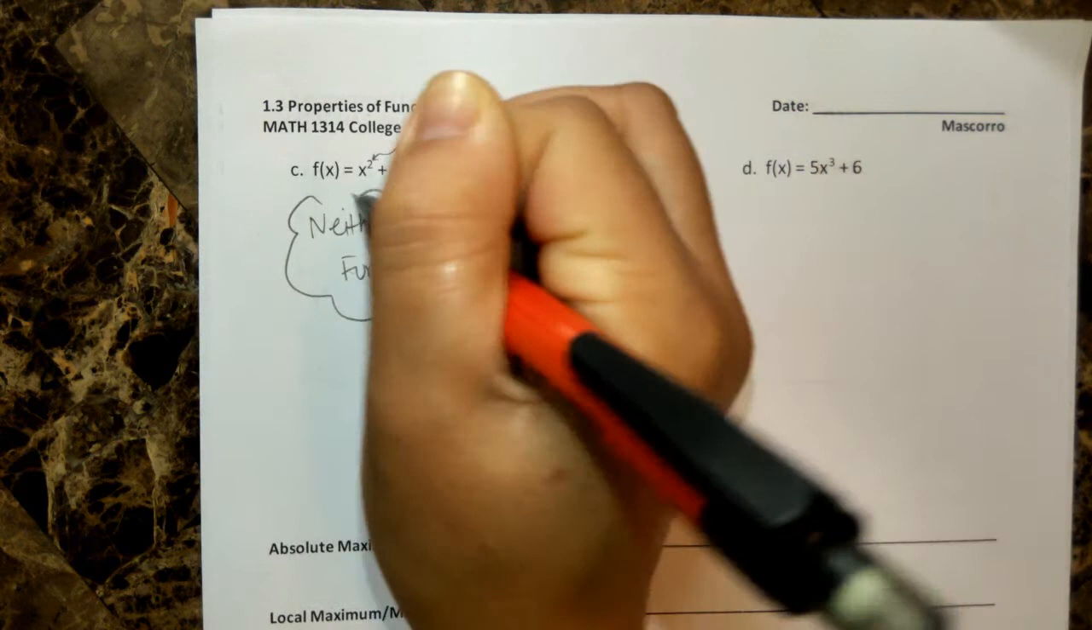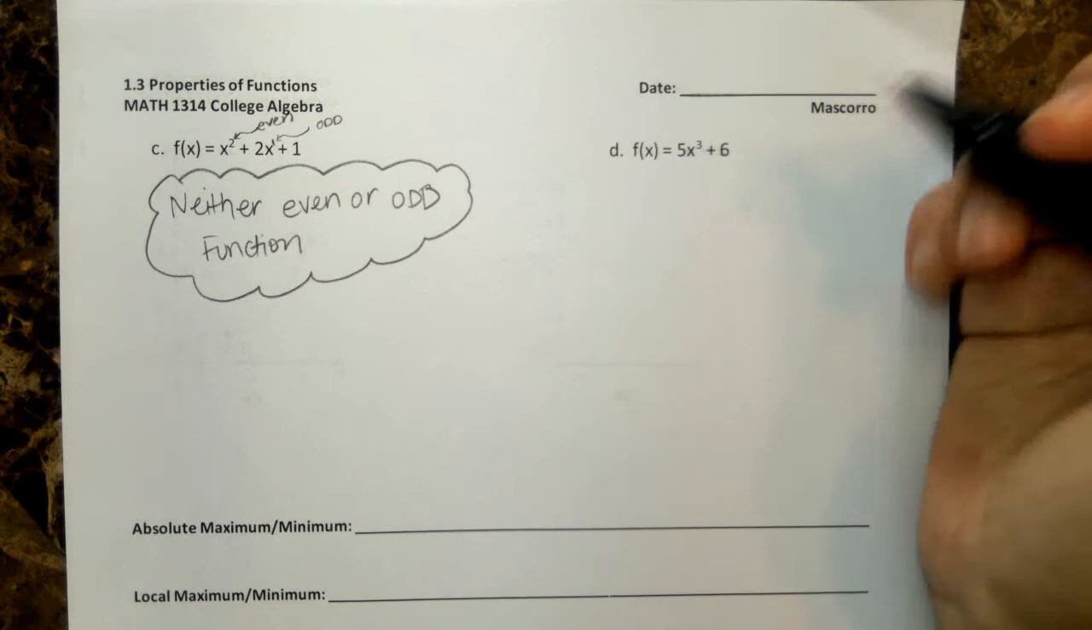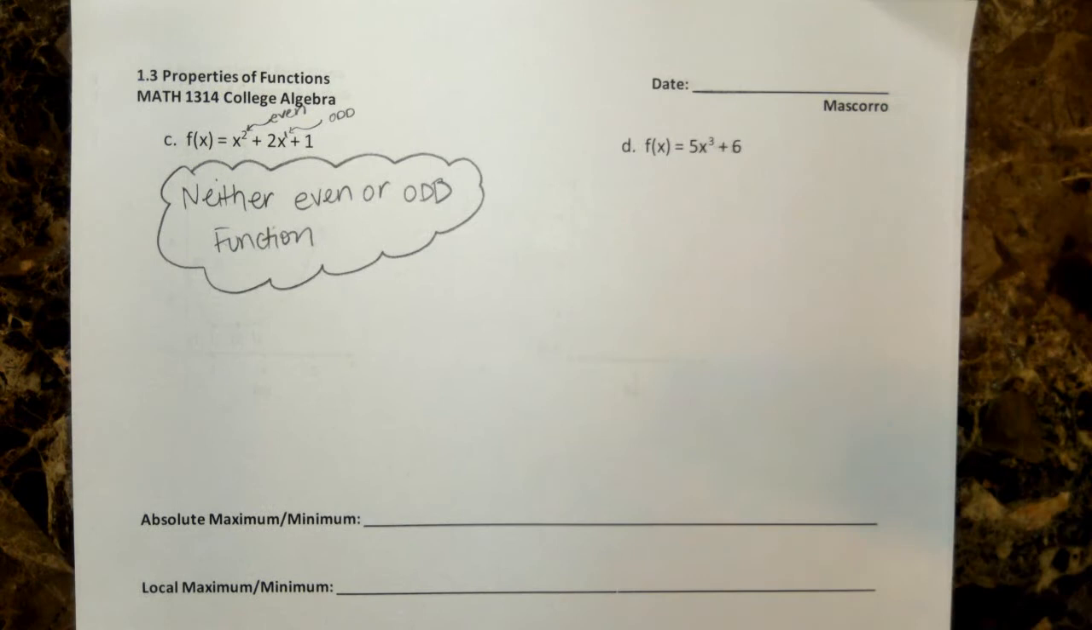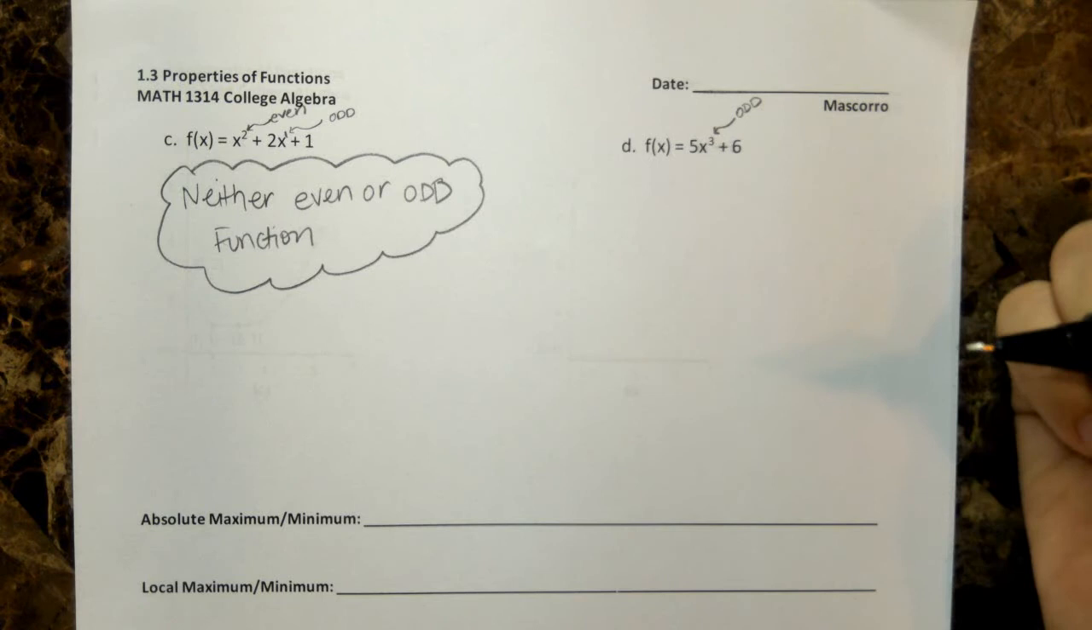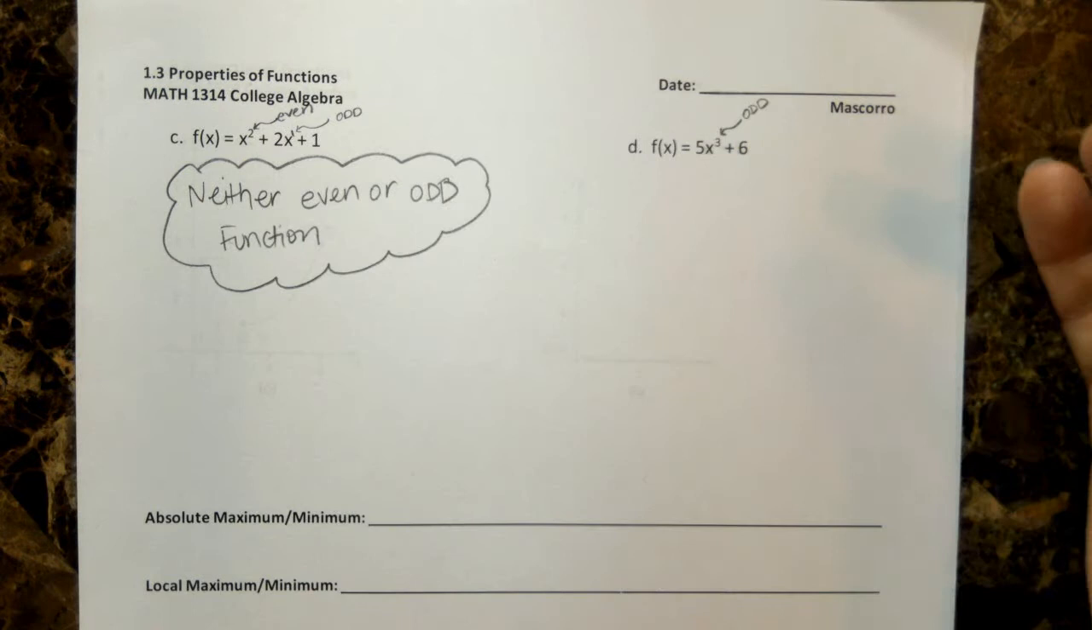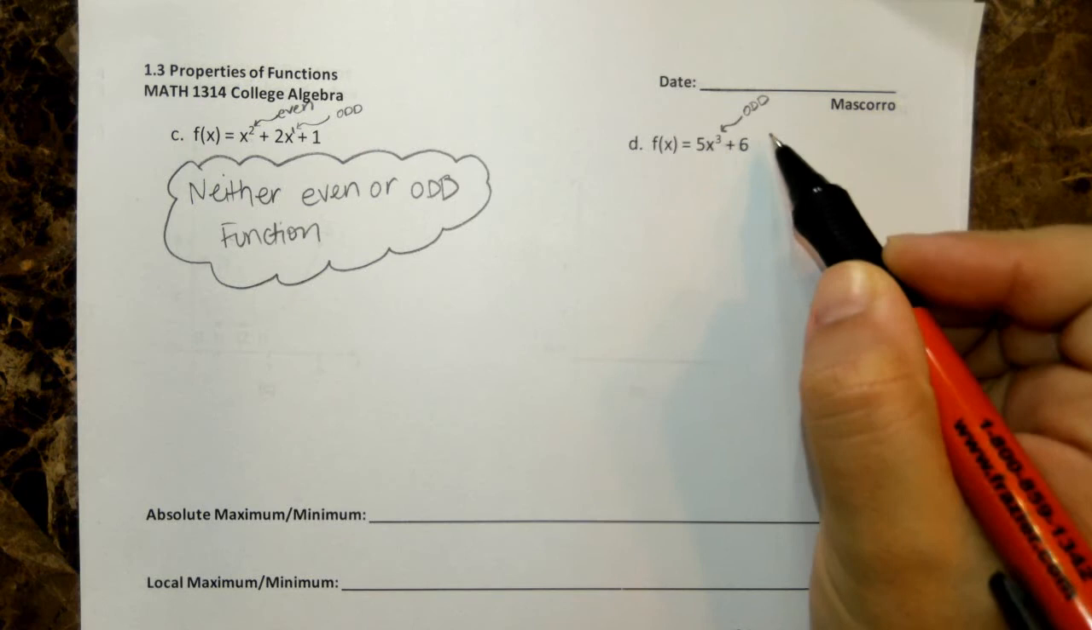Okay. All right. And then last one, we have f of x equals 5x to the third power plus 6. Now looking at the exponents of x, we have 5x to the third power. Now 3 is our exponent, and we know that 3 is an odd number. The 5 doesn't make a difference. The coefficients, just like this 2 didn't make a difference, the coefficients don't matter. We just look at the exponents. Now here's where it does get a little tricky. Plus 6, there's no exponent. Or, in fact, there's not even an x variable on that one.